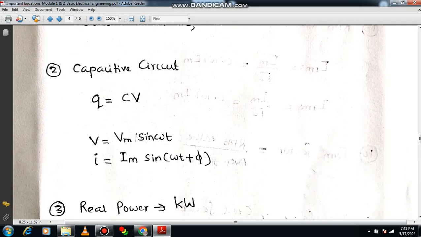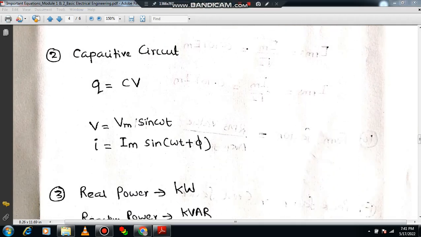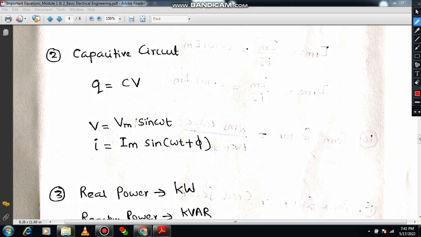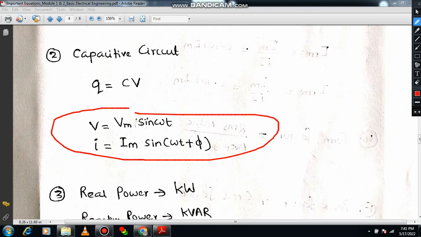If I mention the capacitive circuit, you need to know the total amount of charge stored in the parallel plate, that is Q equals C times V. In the case of a capacitive circuit, the relation between instantaneous voltage and current is as follows. If I take voltage as a reference, V equals Vm sin omega t. What about the current? Current leads the voltage by an angle of phi. Therefore, I can write I equals Im sin (omega t plus phi).